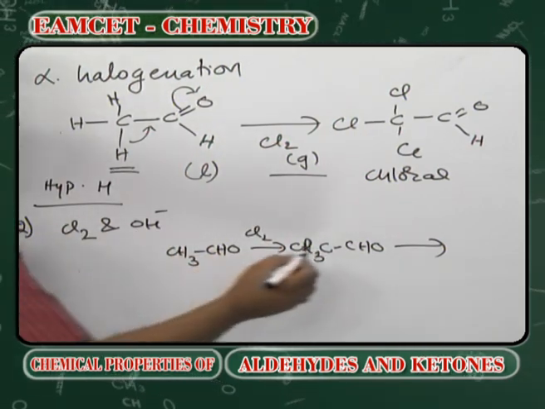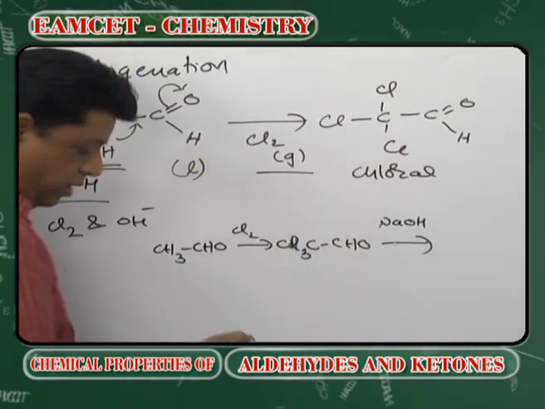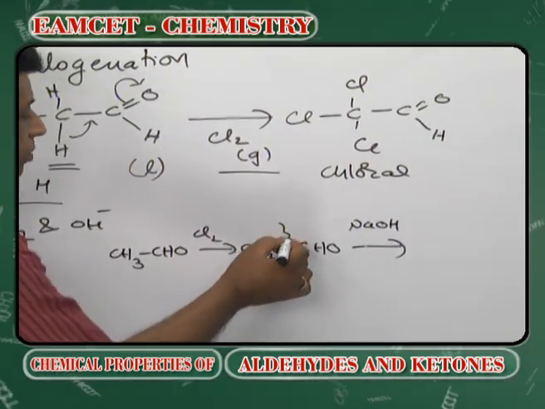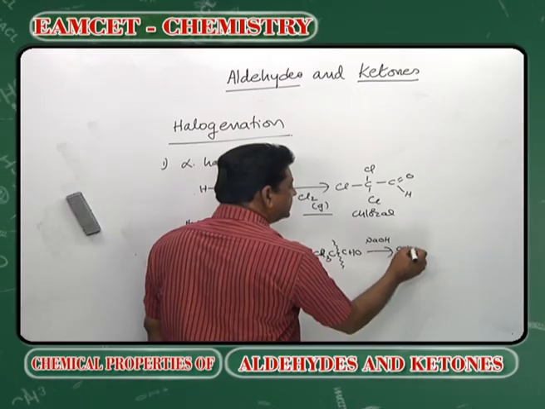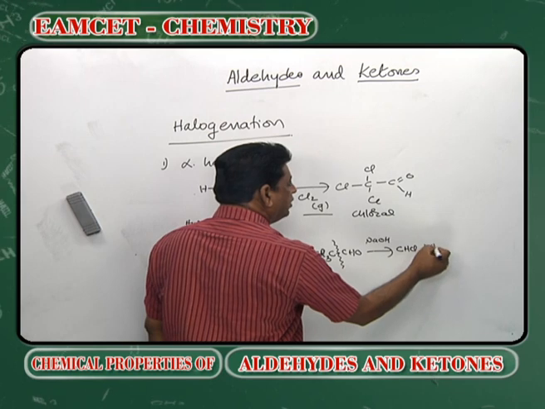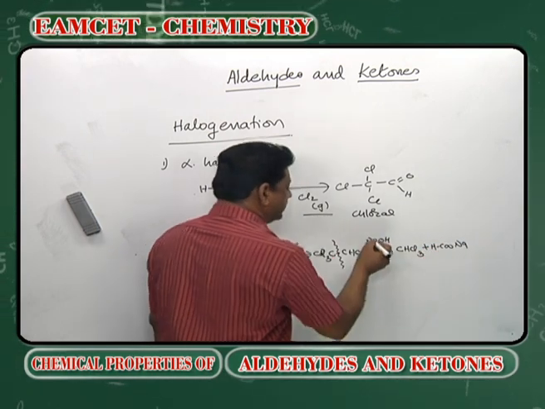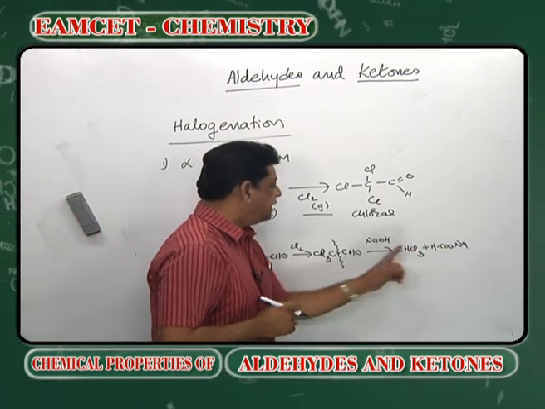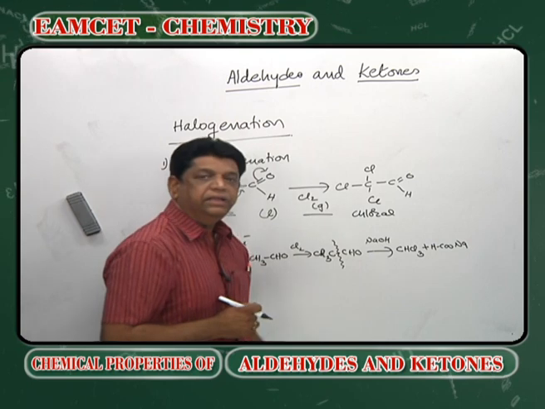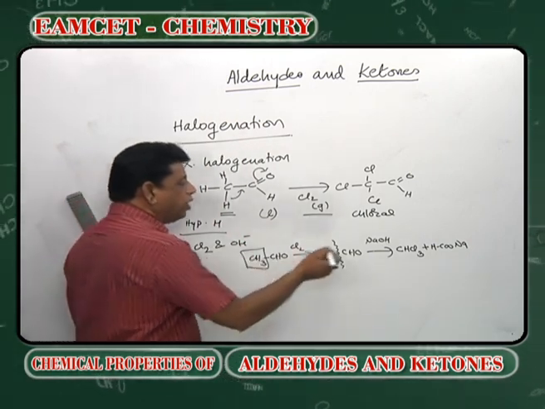But if base is there, like sodium hydroxide or barium hydroxide, haloform reaction takes place, it cuts into 2 pieces. One will become CHCl3, the other piece will become a carboxylic acid. It's a sodium salt if sodium hydroxide is used. If you use potassium hydroxide, you will get a potassium salt. Calcium hydroxide, calcium salt is formed. So one piece, this methyl group, is becoming chloroform.